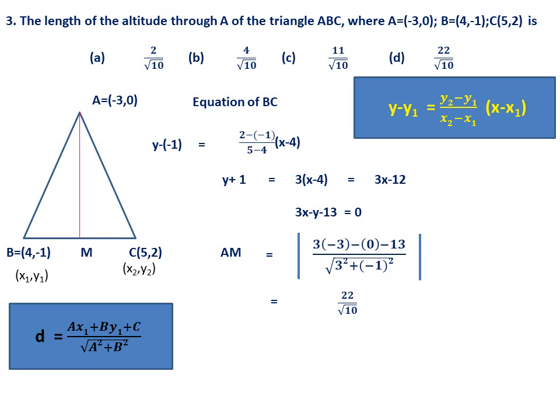You can check it. So, 3 into minus 3 is minus 9. Minus 9 minus 13 is minus 22. But we have to take mod because it is distance. Therefore, it is 22 by root 10. So, this is the answer to the question. So, this is the third question. Let us go to the next, fourth question.